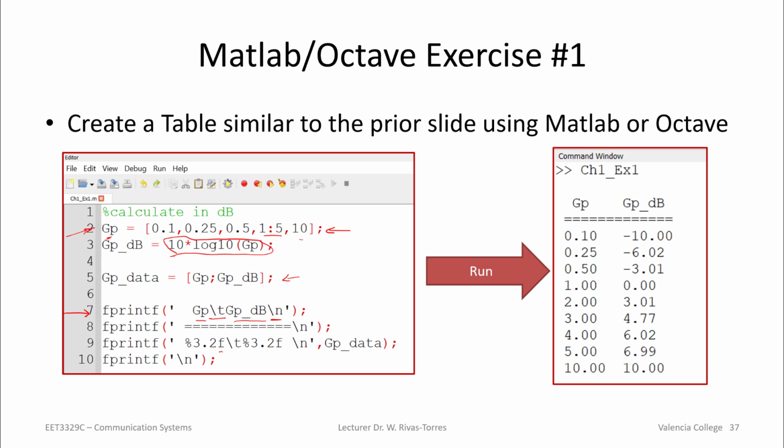So this F here, you need the percentage sign, right? But the percentage F means floating, so it has a decimal point. And you guys can go and look at the fprintf documentation to understand more about it if you haven't seen it before. The 3.2 means I want as much as three integer places to the left of the decimal point, and then after the decimal point, I want as much as two. That's why you see 0.10, 0.25, and the like. The same thing for GP data, same format, and then a new line, okay? And at the end, I just write one more new line so I can separate them.